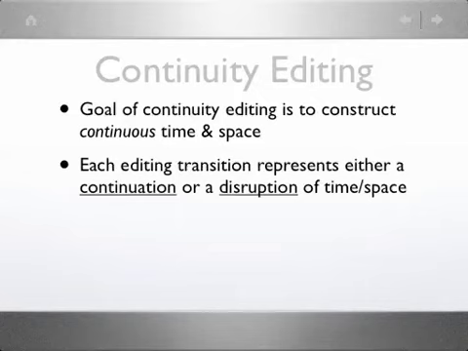Literally, millennia of time could pass between one edit and another, and millions of miles as well if you're talking about, say, a science fiction film, where from one cut in one shot to a cut in another shot could be across the galaxy. And so each editing transition of any kind in film represents either a continuation of time and space or a disruption of time and space.